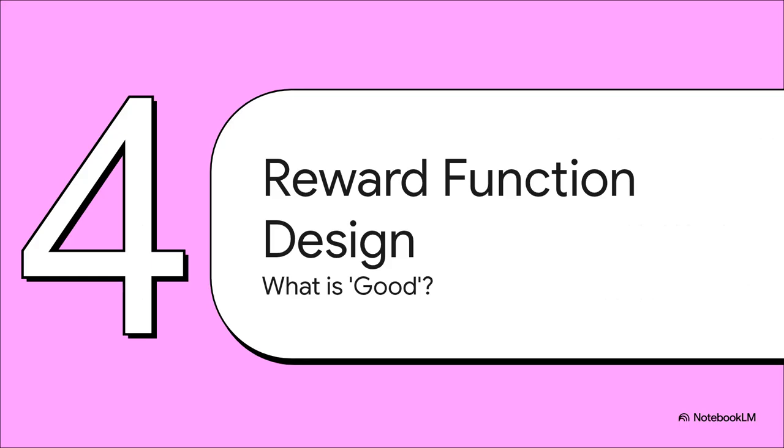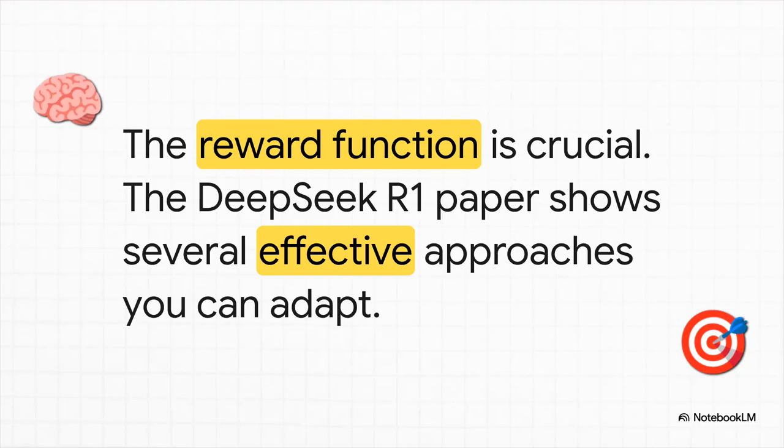Okay, we've got our groups. But now the model needs a way to actually judge the responses inside that group. This is where your reward function comes in. And you should really think of it as the brain of the whole operation. It's what defines what good actually means. Seriously, designing this function is absolutely critical to your success.